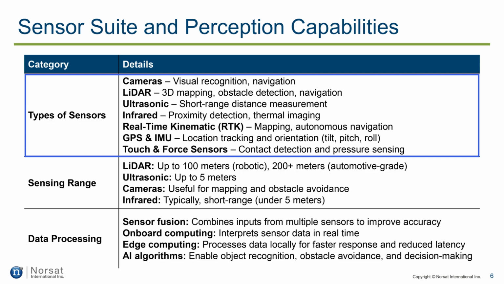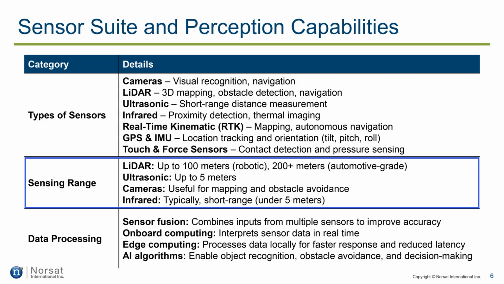Each sensor has its strengths and weaknesses. That's why many robots use sensor fusion, combining data from multiple sources to get a clearer, more accurate picture of the environment. Next is sensing range, how far or how wide a sensor can see.